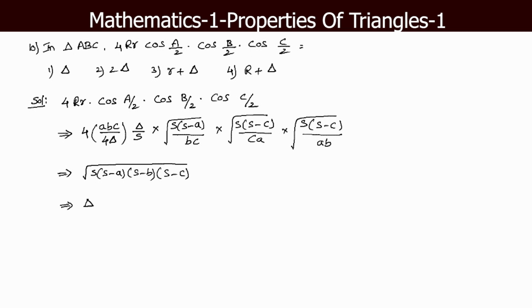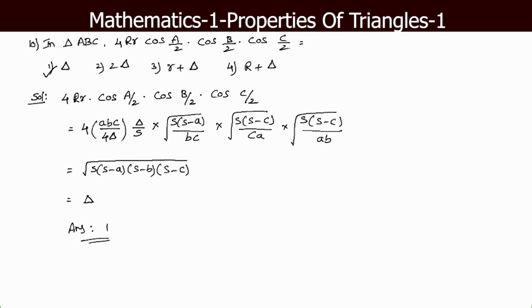Please remember here what you have used is capital R is equal to abc by 4 delta and small r is equal to delta by s, and cos A by 2 is the square root of s into s minus a by bc. Similarly, cos B by 2 is equal to square root of s into s minus b by ca, and cos C by 2 is square root of s into s minus c by ab. So here we have used the formula for capital R, which is abc by 4 delta, small r, delta by s, and the half-angle cosine formulas. So if you simplify, you get delta, so the correct option is option number 1.